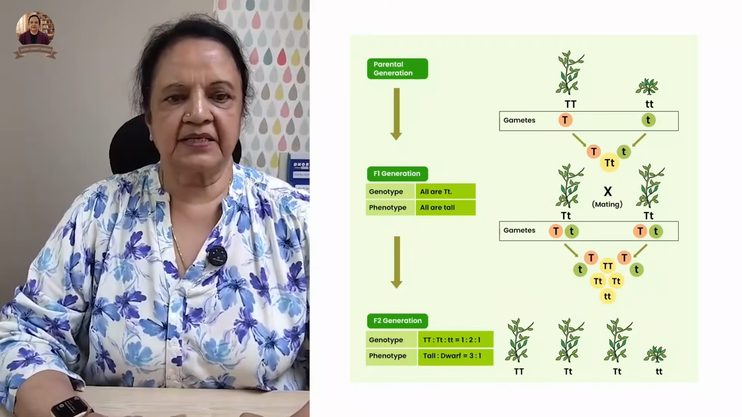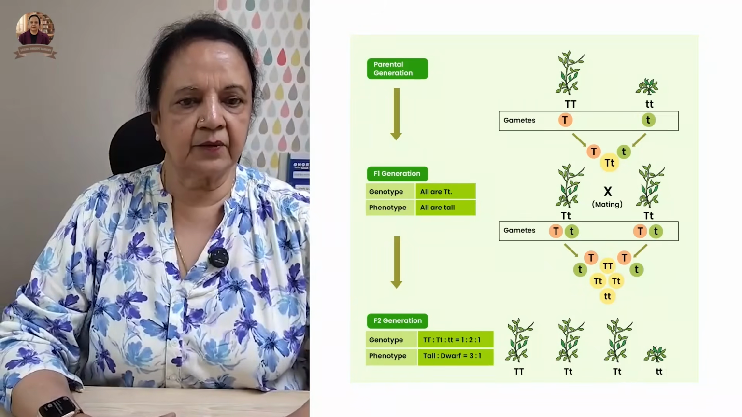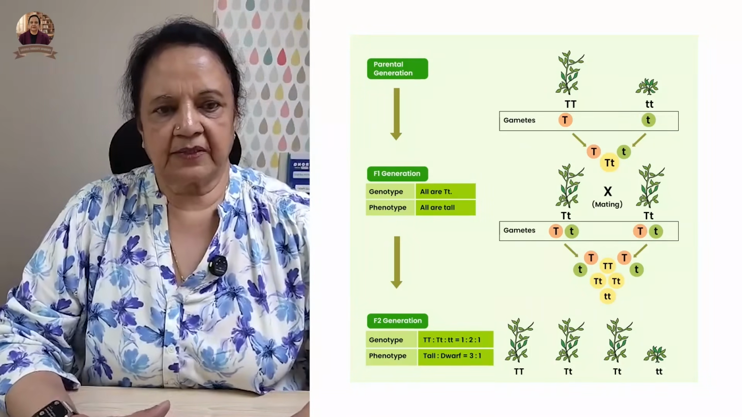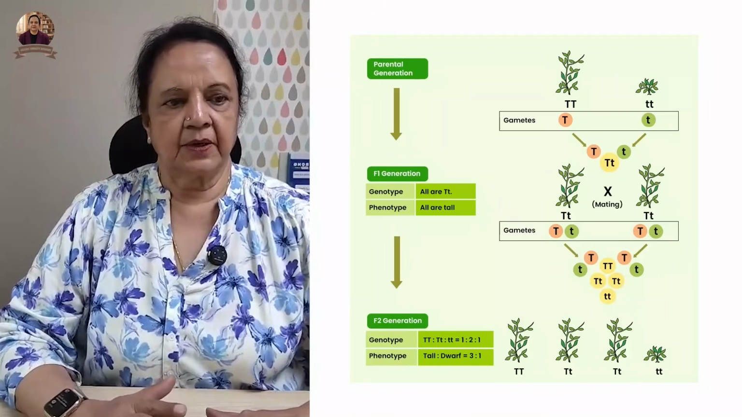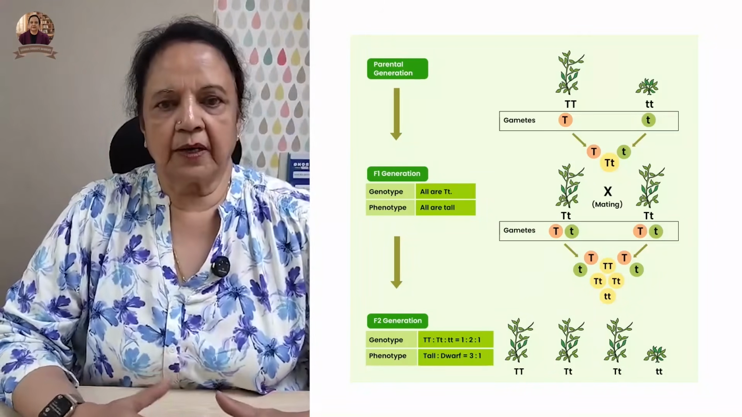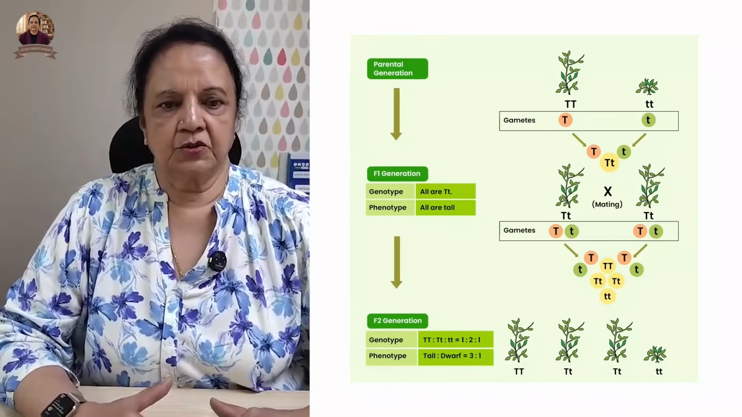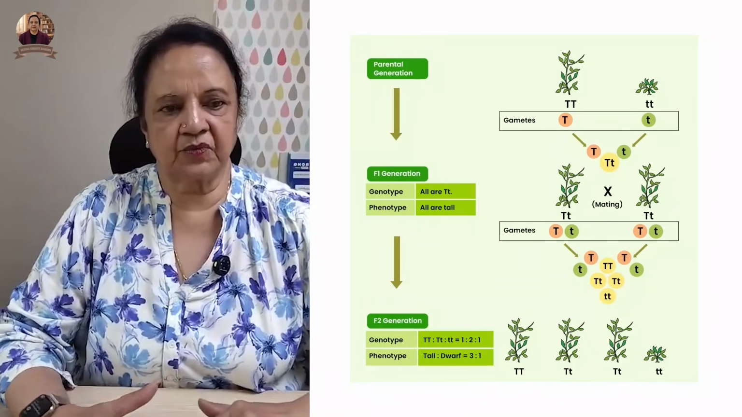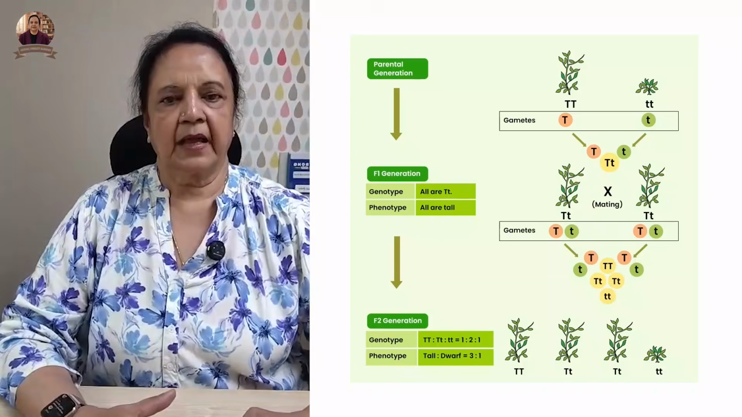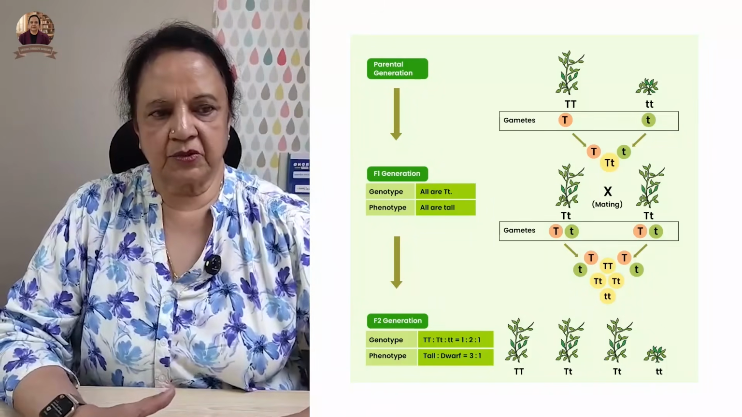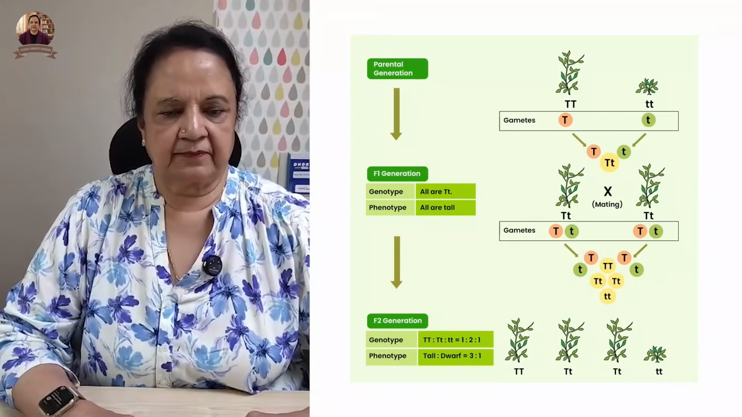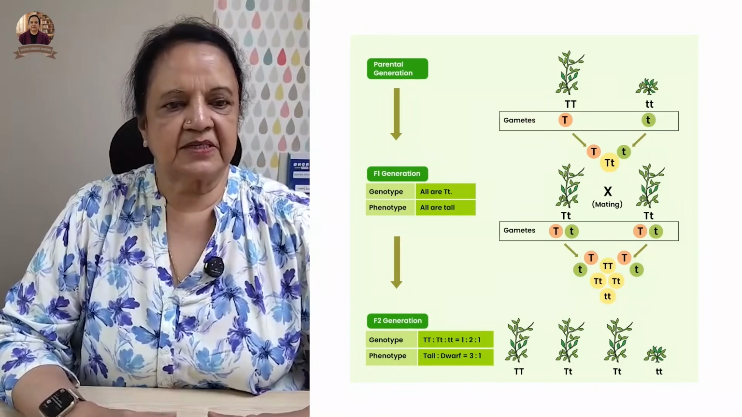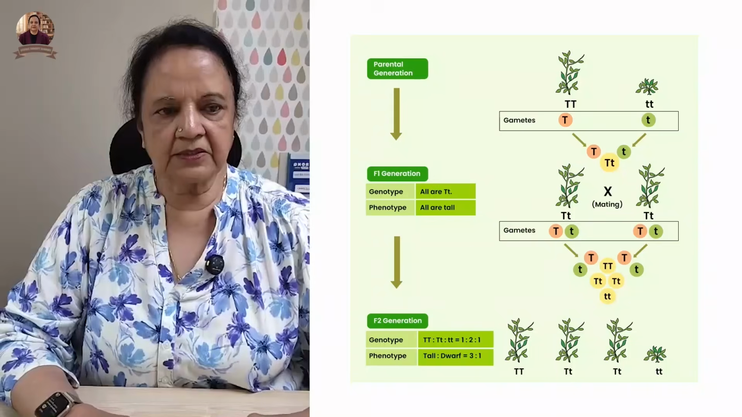Chapter 4, Principles of Inheritance and Variation. Question 1. State and explain Mendel's law of segregation with a monohybrid cross. Show how the 3:1 phenotypic ratio and 1:2:1 genotypic ratio are obtained in the F2 generation. The foundation of genetics rests on this law.